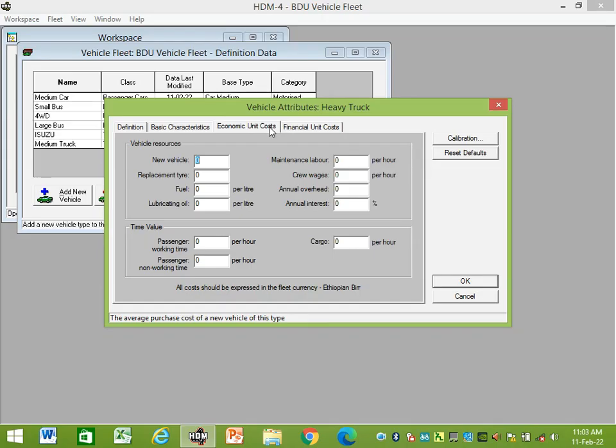Economic cost, heavy truck, financial 4,800,000. Tire 20,000. Fuel, economic one. Financial, no?